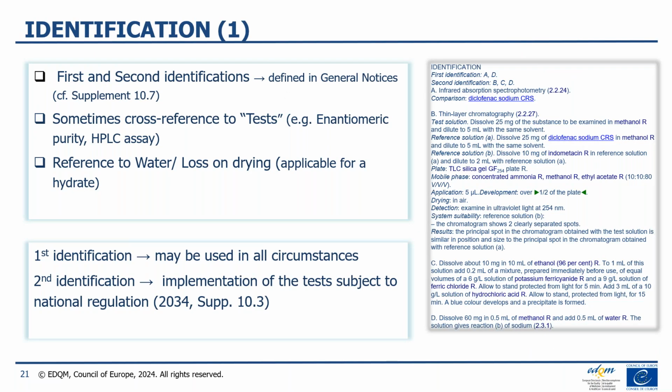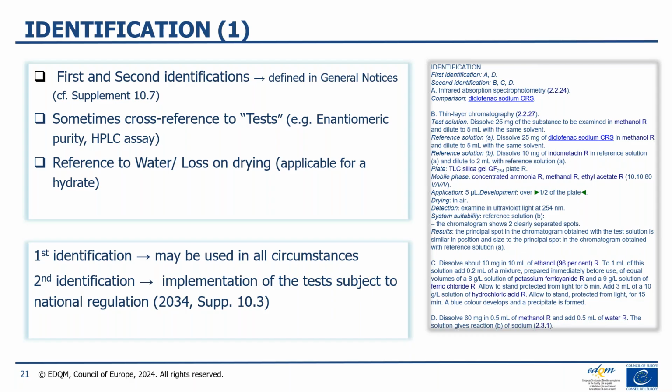We have characterized and defined our substance. We now need to identify it. The identification section is mandatory and it may contain two series of identifications, first and second. Those are defined in the general notices. The first identification series may be used in all circumstances. It is intended for the pharmaceutical industry. The second identification series is intended for community and hospital pharmacies, and its implementation is subject to national regulations.